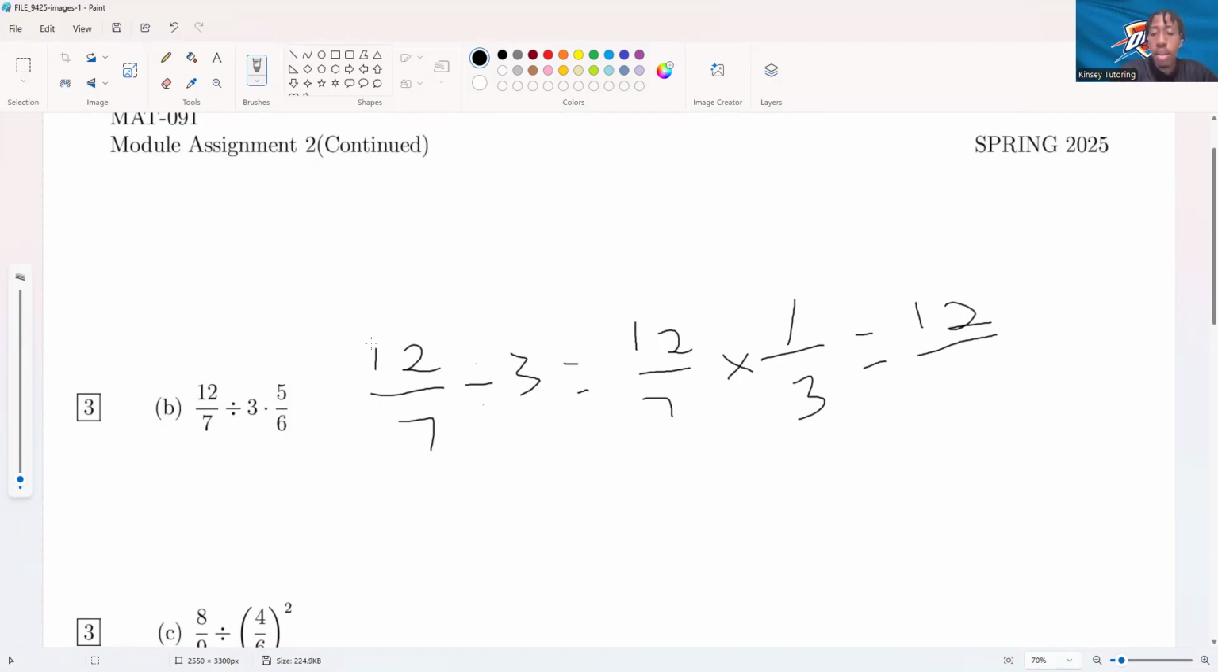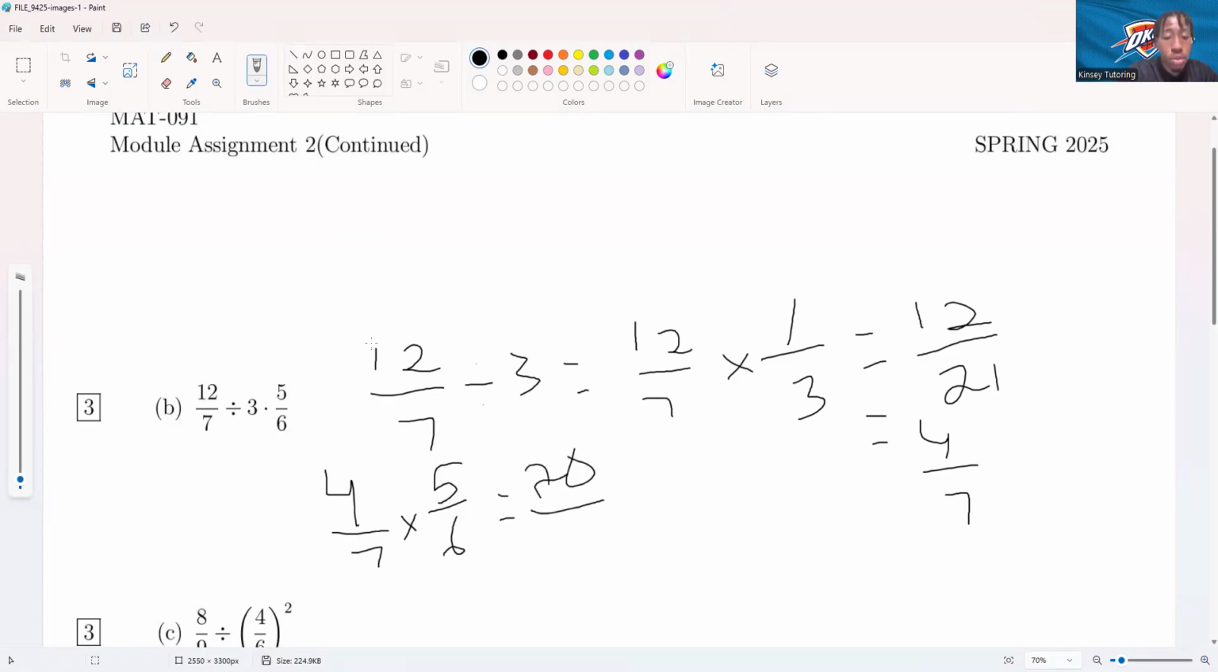which equals 12 times 1, 12. 7 times 3, 21. That can be reduced. Both numbers go into 3. So then 4 over 7. Now, we take that 4 over 7 and we multiply that by what's left, the 5 over 6. 4 times 5, 20 over 42.